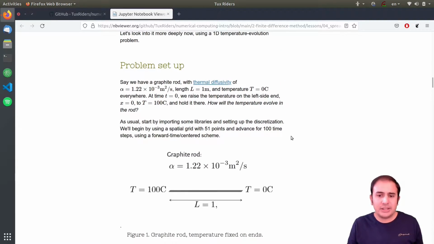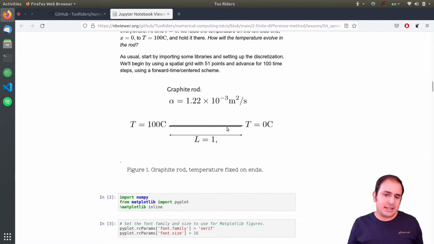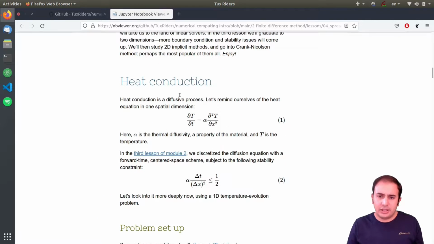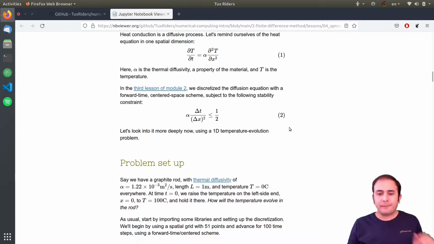This is very important. So the problem is a graphite rod, a one-dimensional rod where one end is 100 Celsius and the other one is 0, and it has a specific length. We want to compute the profile of temperature inside it. This is a problem that can be well described using the diffusion equation here. Okay, let's go for it.